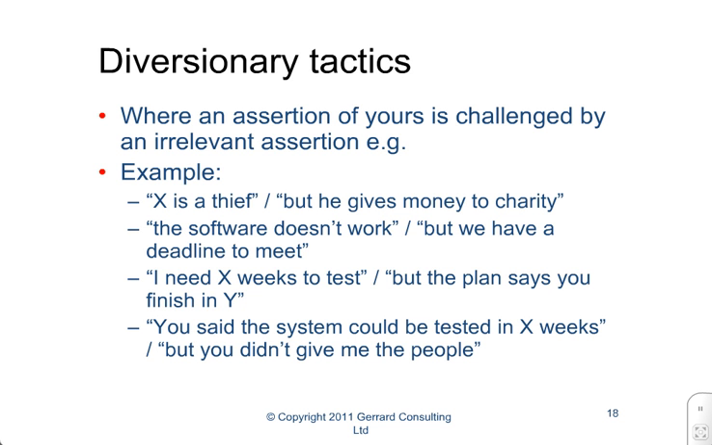So let's have a look at one of these examples. You might say, I need 6 weeks to test or 8 weeks to test. And someone could come back, as a diversionary tactic, and say, oh, but the plan says you'll finish next Friday. Well, that's actually not relevant, is it? So we need to go back to why you needed that certain amount of time to test. If those reasons and those objectives have changed, then maybe you could live with the fact that the plan says you're going to finish on Friday, but they're not connected. They're irrelevant. It's an irrelevant assertion. And you need to be able to recognize that people are just trying to divert you away from what you know is the right thing to do.